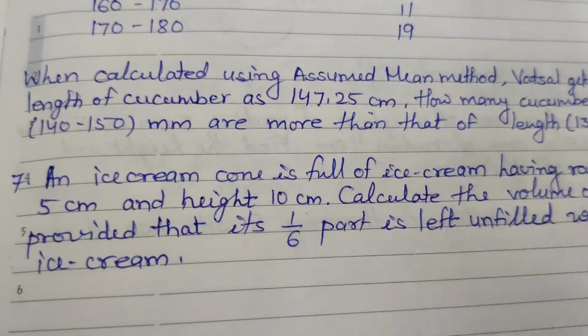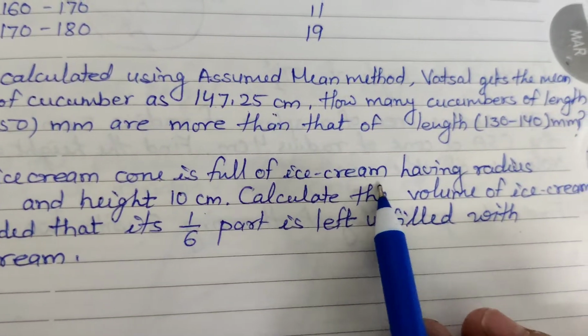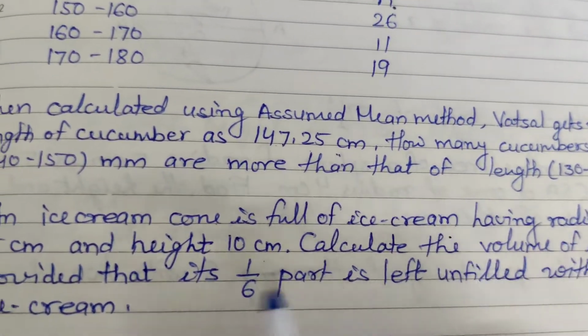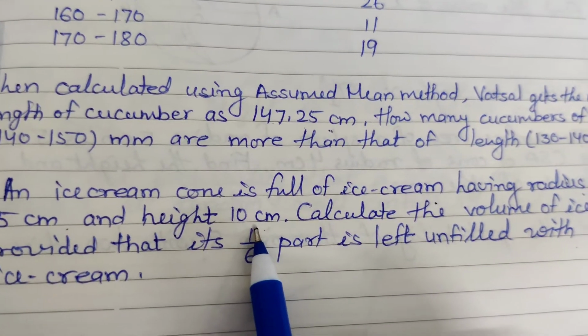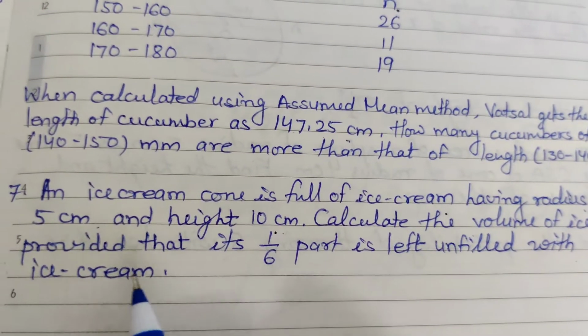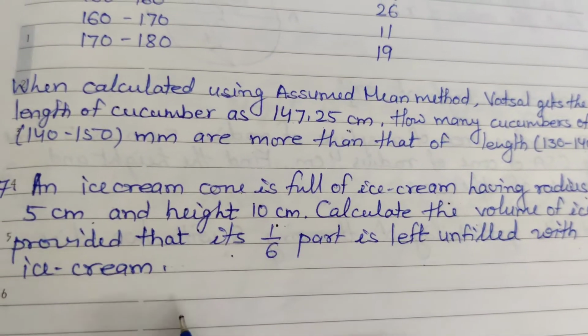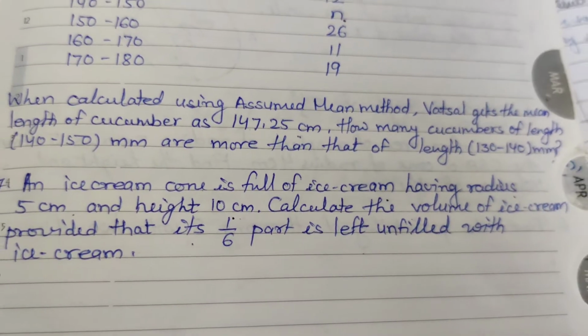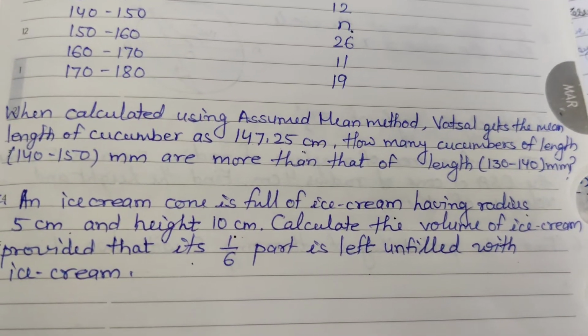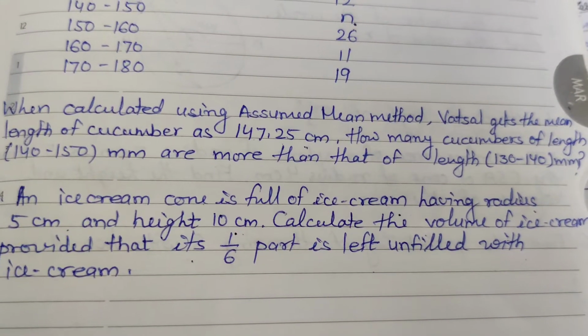The question number 7, an ice cream cone is full of ice cream having radius 5 cm and height 10 cm. Calculate the volume of the ice cream provided that its 1/6 part is left unfilled with ice cream. कोन में आइसक्रीम है लेकिन आइसक्रीम में वॉल्यूम ऑफ आइसक्रीम सिर्फ 1/6 ऑफ द लेफ्ट अनफिल्ड विद द आइसक्रीम. लास्ट क्वेश्चन नंबर 7, a cone is filled with ice cream. Suppose this is a cone and filled with ice cream.